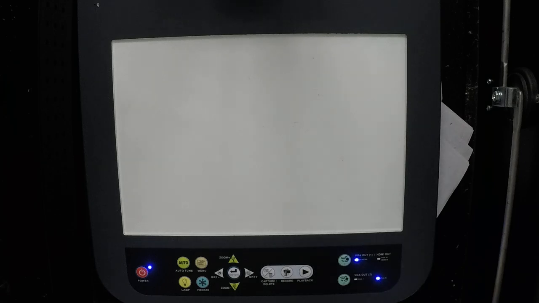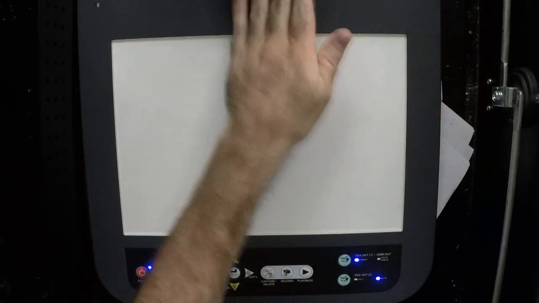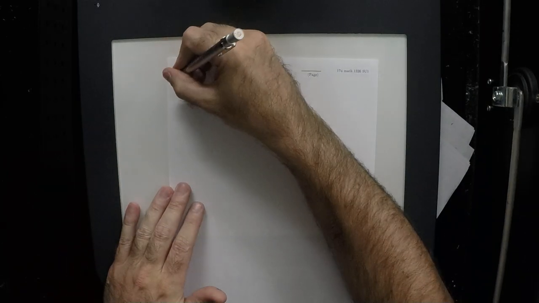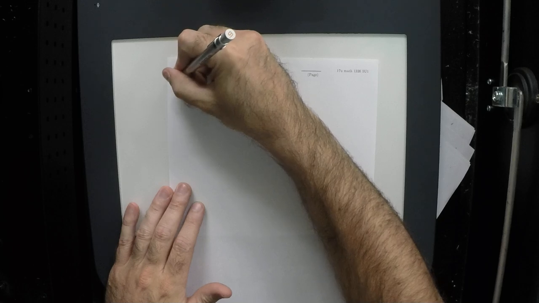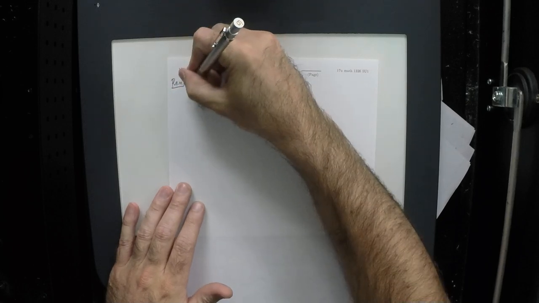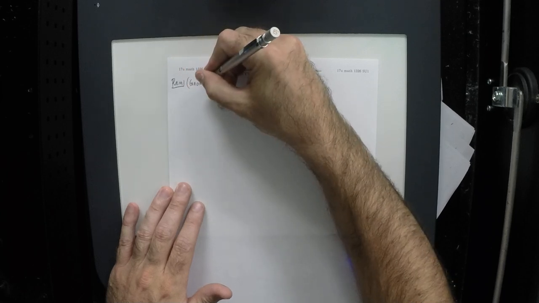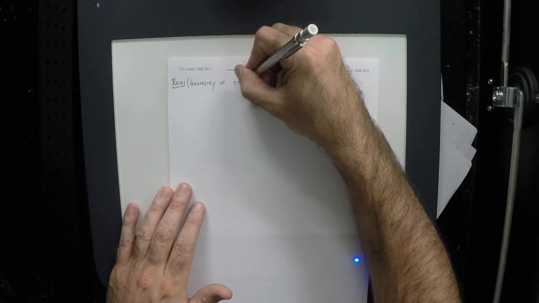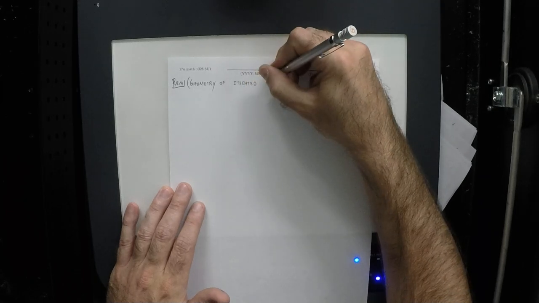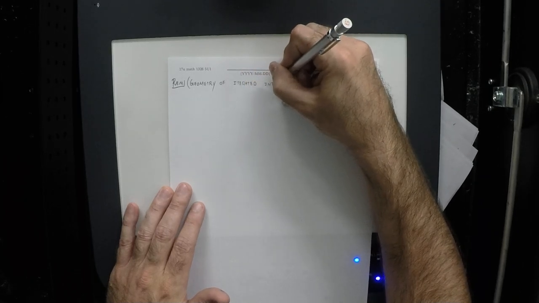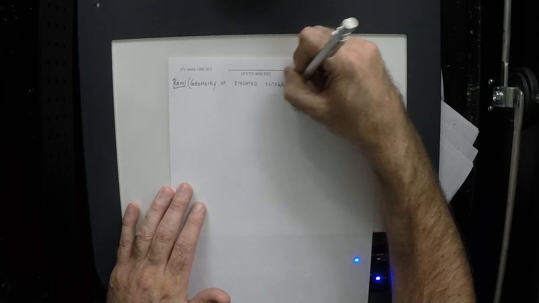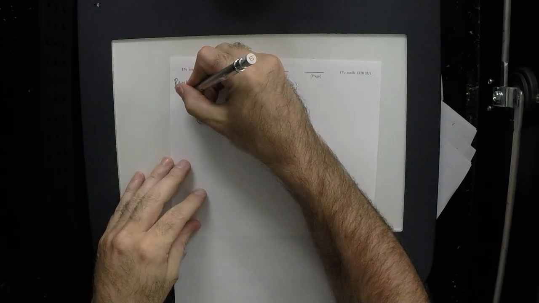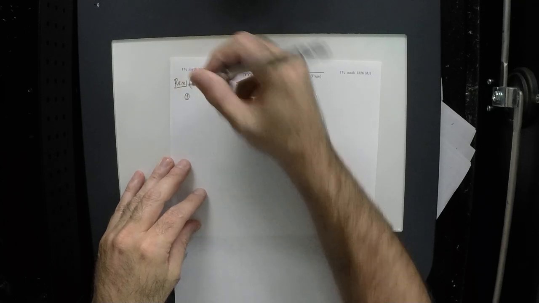Okay. So to answer that question, this is a remark about the geometry of iterated integrals. Okay. But before we do that, I need one minor remark. And it is the following.